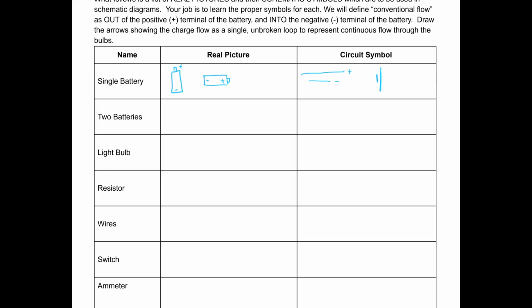Now for two batteries, we might draw it like this, right? One on top of the other, with positive and negative. And the same thing if we were to draw it on its side. So what we're going to do now is we have our positive, negative. This is an indication that there are two batteries. And on its side, we would have negative, positive.